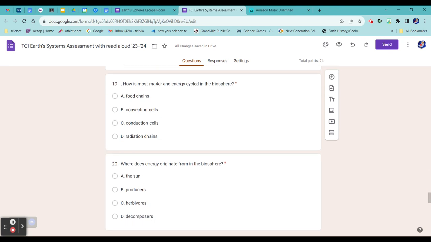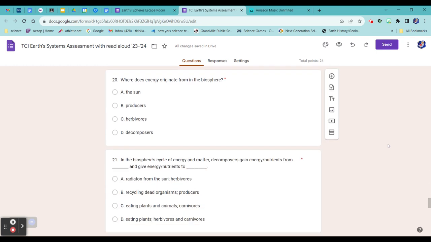19. How is most matter and energy cycled in the biosphere? A, food chains. B, convection cells. C, conduction cells. D, radiation chains. 20. Where does energy originate from in the biosphere? A, the sun. B, producers. C, herbivores. D, decomposers.